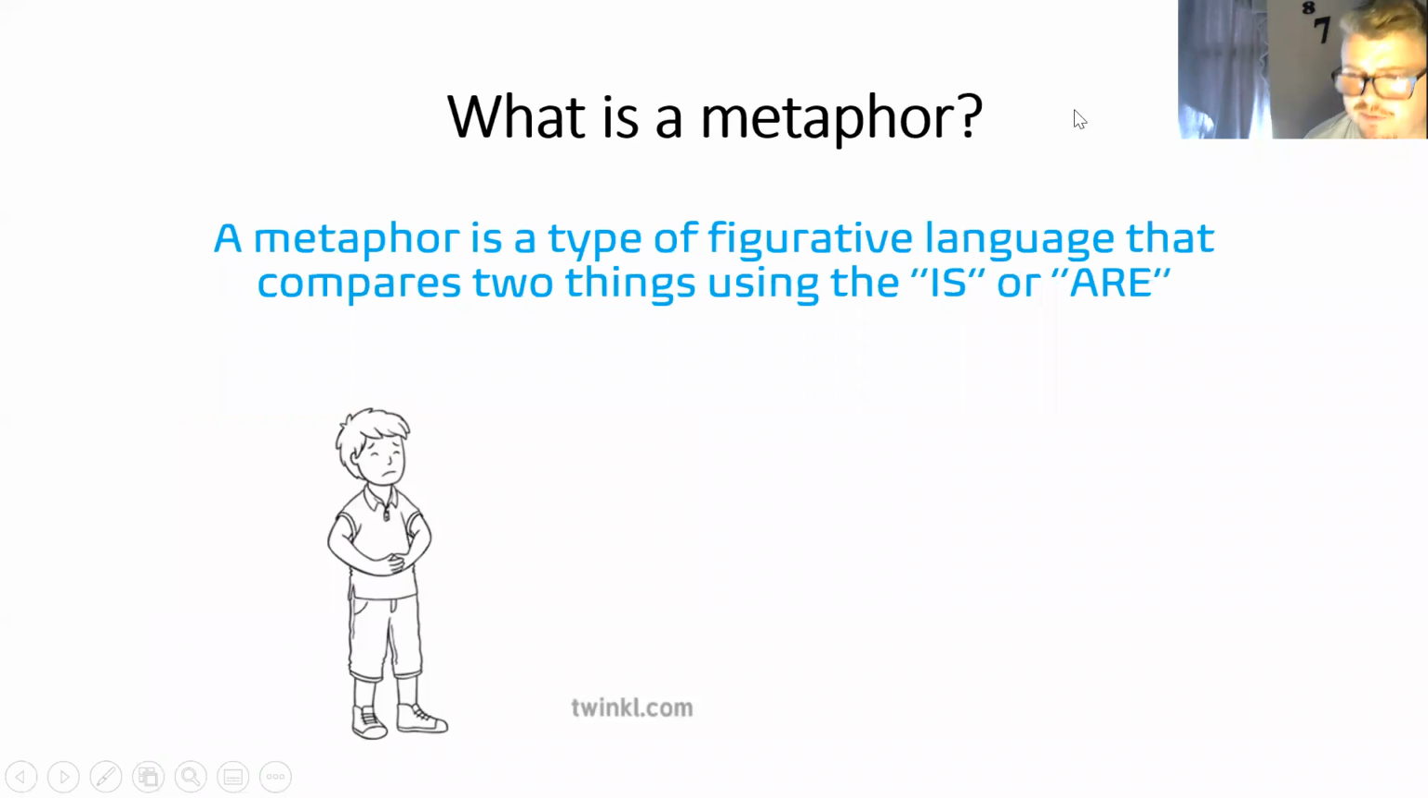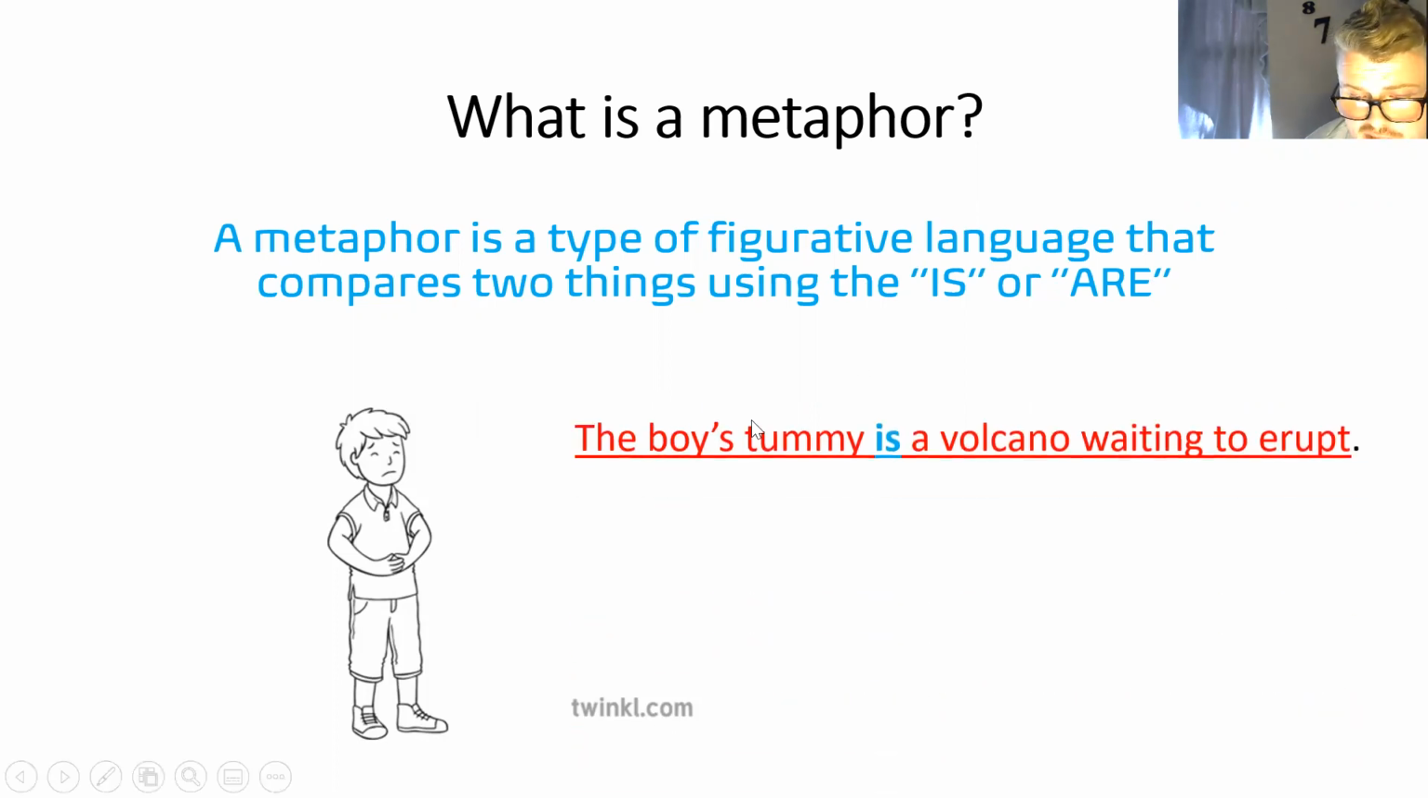metaphors. So a metaphor is quite similar to a simile. It's a type of figurative language. Again, it compares two things, but this time we don't say as and like, we say is and are. So some examples: the boy's tummy is a volcano waiting to erupt. It's not like a volcano, that's a simile. It is a volcano. So what two things are being compared? We've got the boy's tummy and the volcano. They're being compared with the word is.